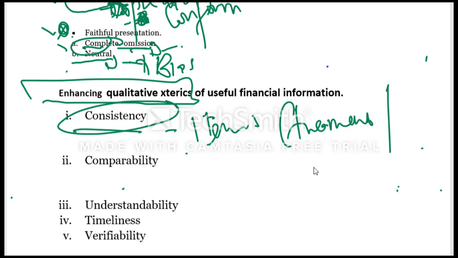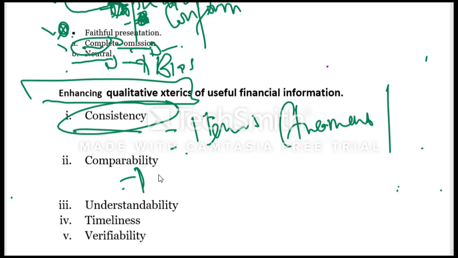So consistency calls for treatment and use of accounting principles. The accounting policies determine how items should be treated. So consistency calls for treatment of items in a similar manner, year after year or in the same accounting period. How about comparability?